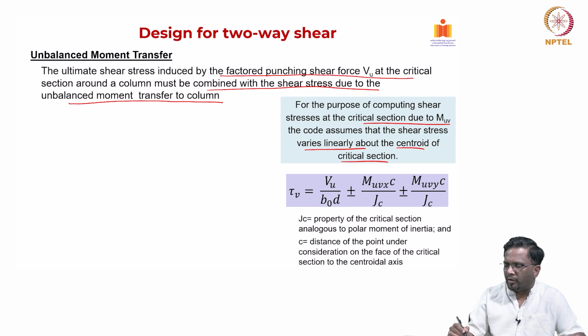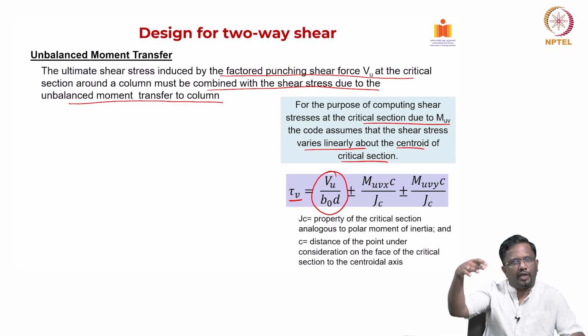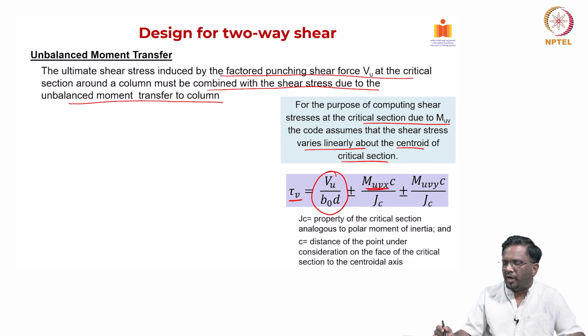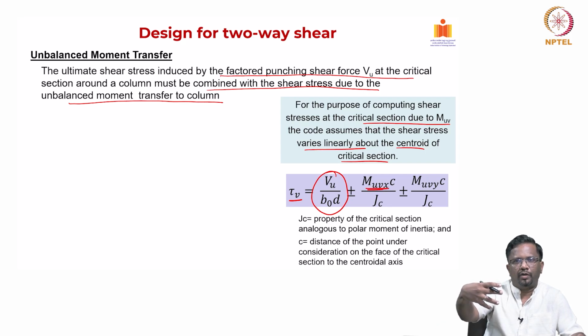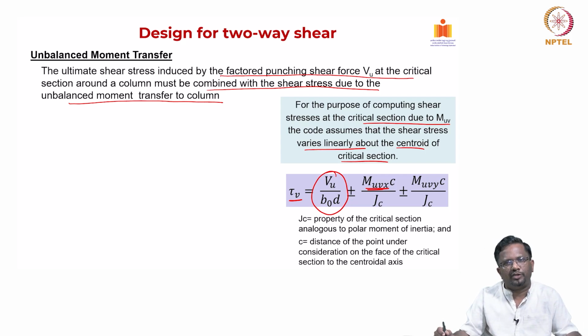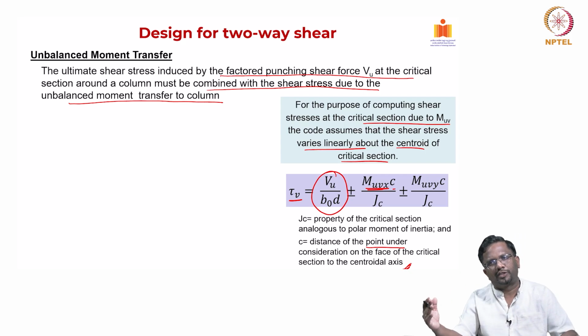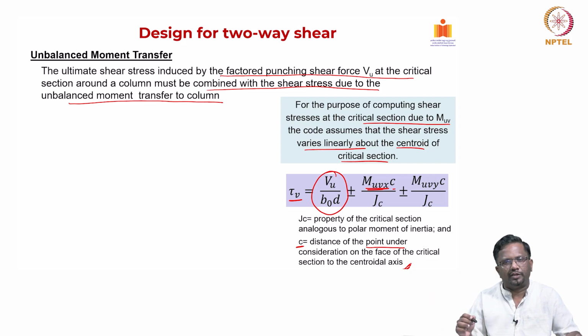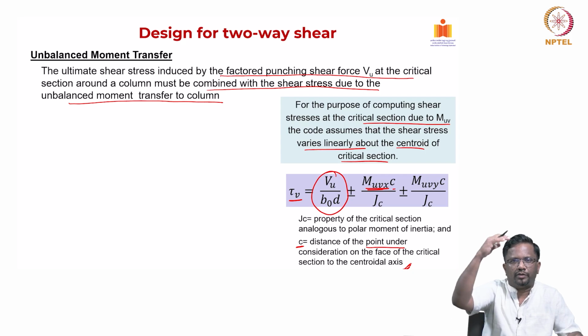So, for example, you have 3 components for a typical shear stress at any section. You have one that is coming from your direct punching shear force, which is Vu by b0 into d. Then you have unbalanced moment. Now, see, a typical joint will have frames in the x direction and frames in the y direction. So, this is the unbalanced moment in shear in the x direction, and c is the distance from the centroidal axis of the critical section to the point under consideration, at the extreme face where you are calculating the shear stress. Something like y in bending, typically at the extreme fiber, right.